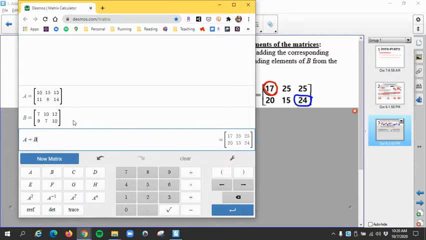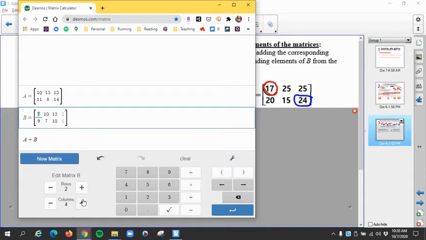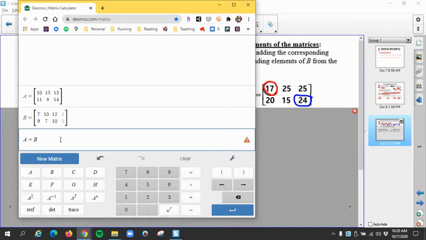Notice if I were to change matrix B to a 2 by 4 matrix, and then I try to add them together, I get an error message telling me I can't add matrices with different dimensions. Works the same way if you have subtracting.